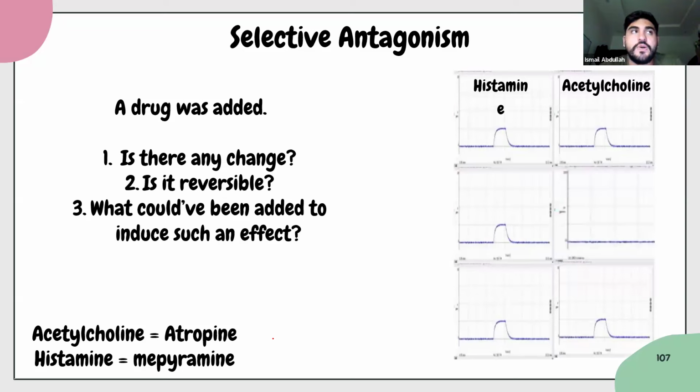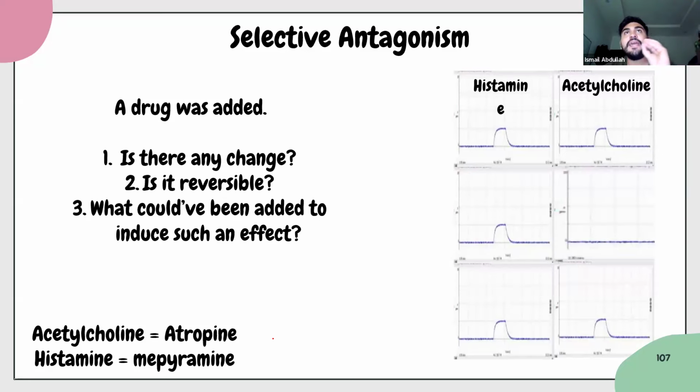Selective antagonism. Do you know what this terminology means, or shall I explain it? Selective just means it's selective to one thing. Let's take the example of acetylcholine and histamine. Acetylcholine targets the muscarinic receptors. Histamine targets the H1 receptors.